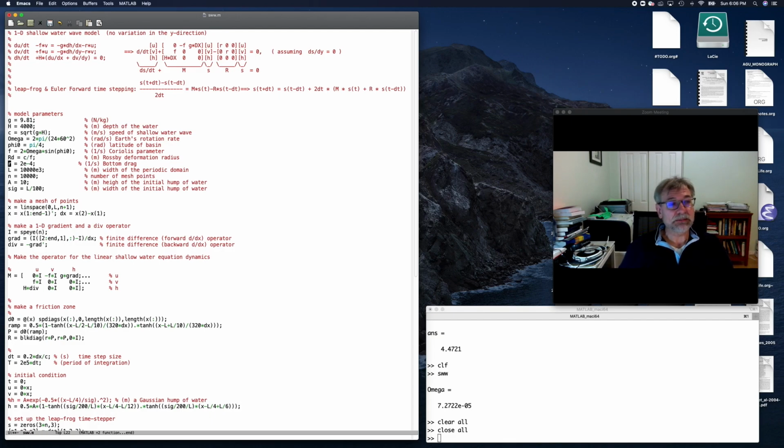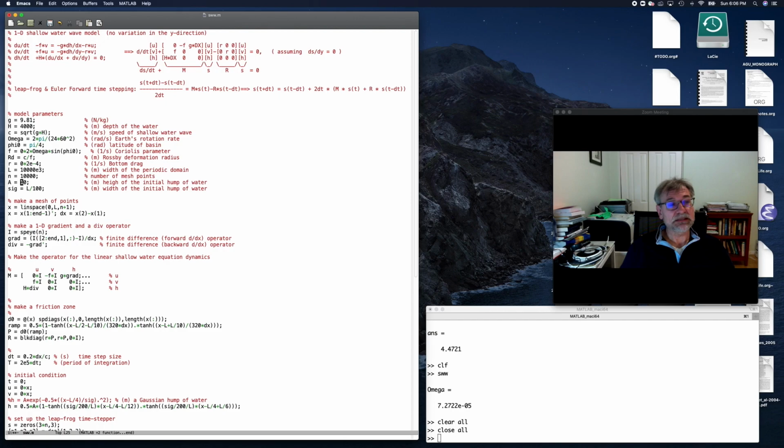R is a friction parameter, and we're going to set it to 0 in our first demonstration. And we're also going to ignore the rotation of the Earth, so we're going to set this to 0. So the first time through, we'll have no rotation and no friction. N is the number of mesh points, so we have 10,000 mesh points. Since we have only a 1D problem, we can afford to put a very high resolution. Our domain size L is 10,000 kilometers, so we have 1 kilometer resolution.